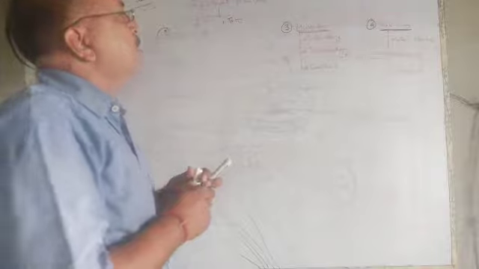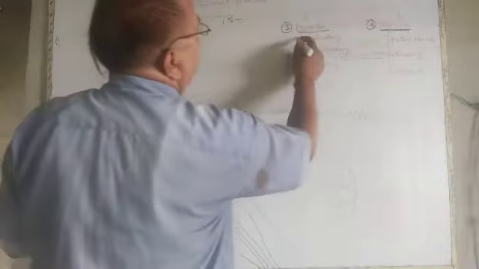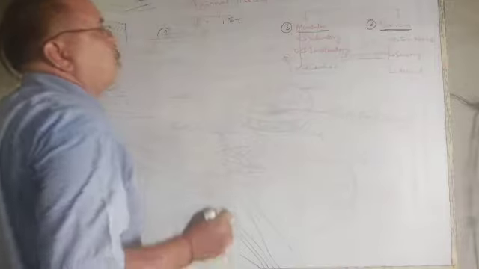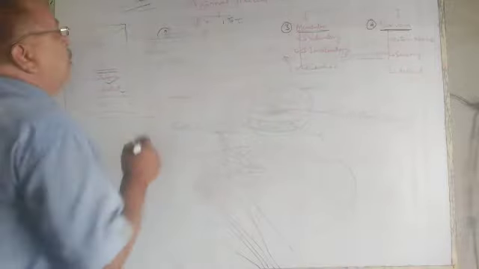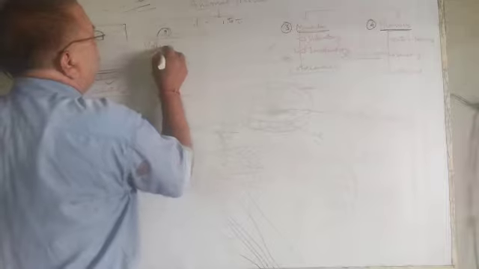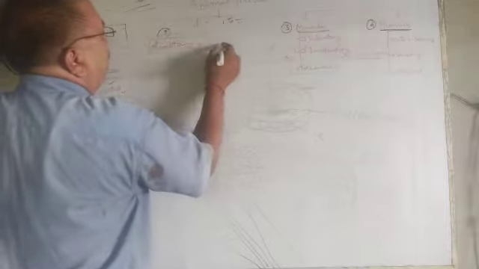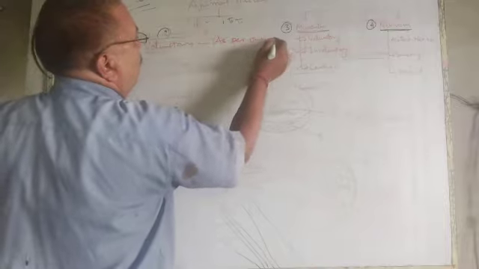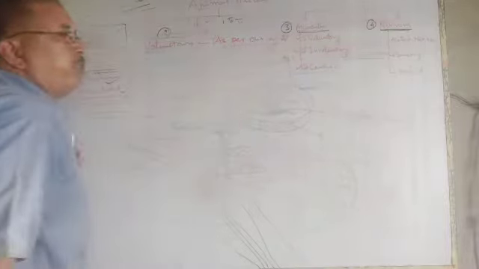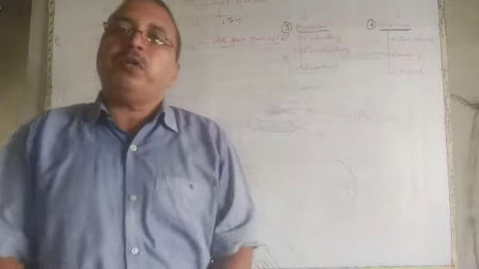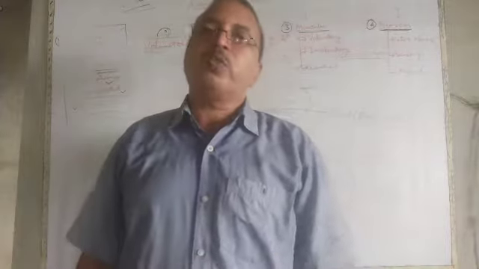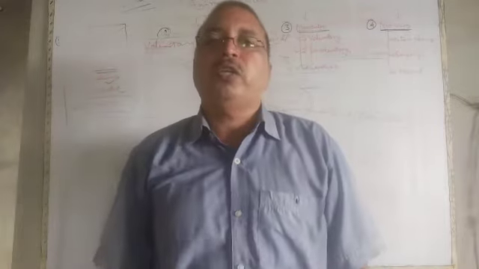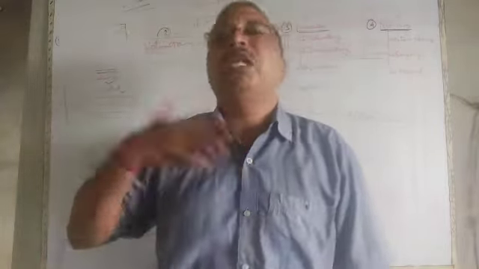Muscles are studied as voluntary muscles, involuntary muscles and cardiac muscles. What is this voluntary muscle? Voluntary literally means as per our will, as we wish to do. If I want to raise my hand, I can raise my hand. If I want to drop my hand, I can drop my hand. This is as per my will.